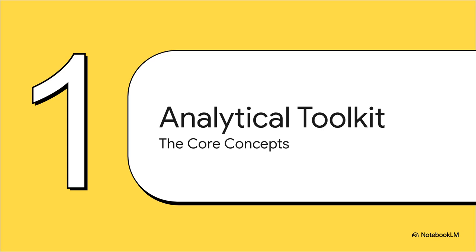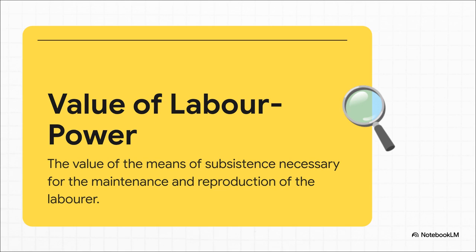Okay, first up, Marx's analytical toolkit. Before we can really get into how surplus value changes, we have to be absolutely solid on the core concepts we're working with. First, let's recall the value of labor power. This isn't just some arbitrary wage, right? For Marx, its value is determined by the value of everything a worker needs to stay alive and be able to show up for work the next day. Their food, their shelter, their clothing. It's the cost of maintaining and reproducing the worker.